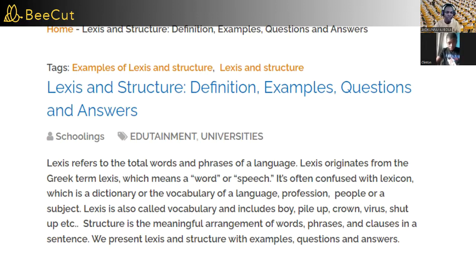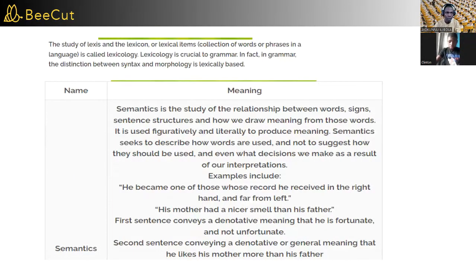What about structure? This is the meaningful arrangement of the words, phrases, and clauses that a language contains, meaningful arrangement to make sentences. That is what structure is all about. So there will be lexis and structure questions and answers that I'm going to discuss with you later on. The study of lexis and lexicon, or lexical items, which is the collection of phrases or words in a language, is called lexicology.